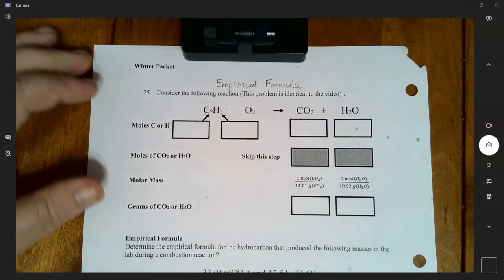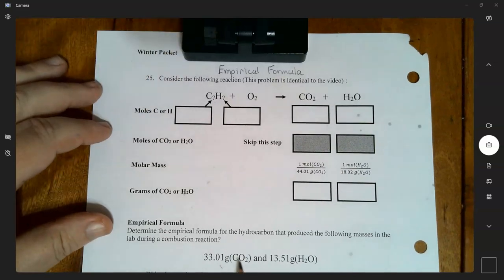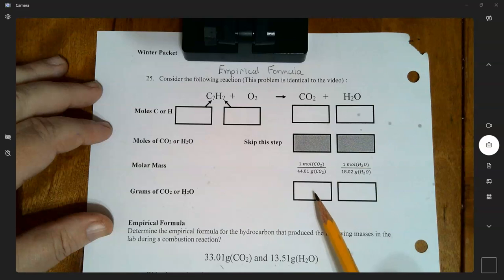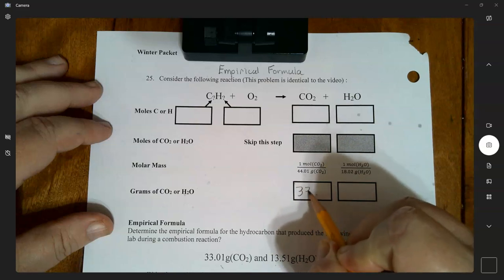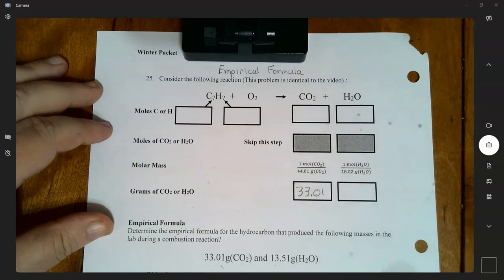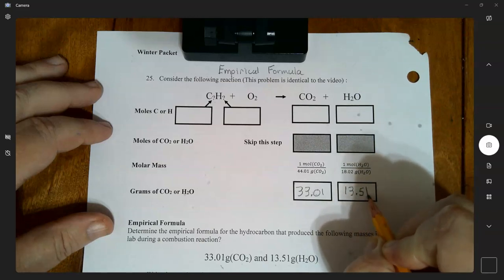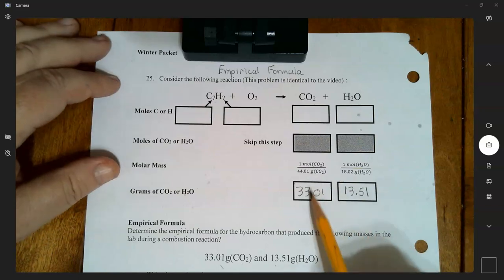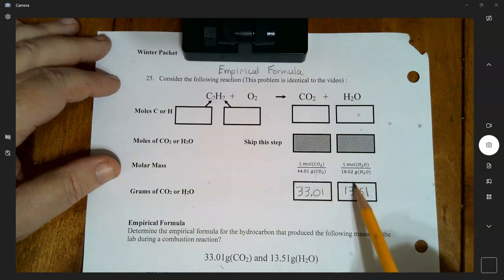All right, so we're starting off, we look down here, we're starting off with numbers of grams of CO2 and of H2O down here. We need to get those into moles. So the first step is you're going to write these number of grams into the respective boxes here. So for CO2, it's 33.01. For H2O, it's 13.51. Okay. So now what we need to do is do a molar mass conversion to get this into moles of CO2 and this into moles of H2O.